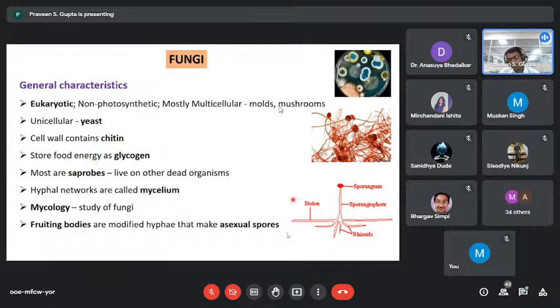This structure also you should remember: these fungi show a root-like structure known as rhizoid, and they have a horizontal hypha, which is known as stolon. The vertical one is known as sporangiophore, and this sporangiophore contains the sporangium. So this structure also you should remember.